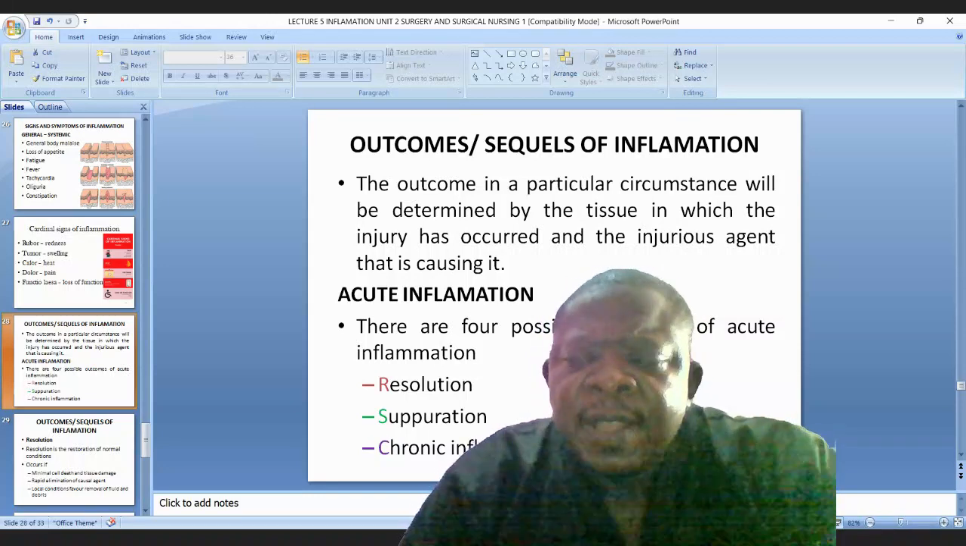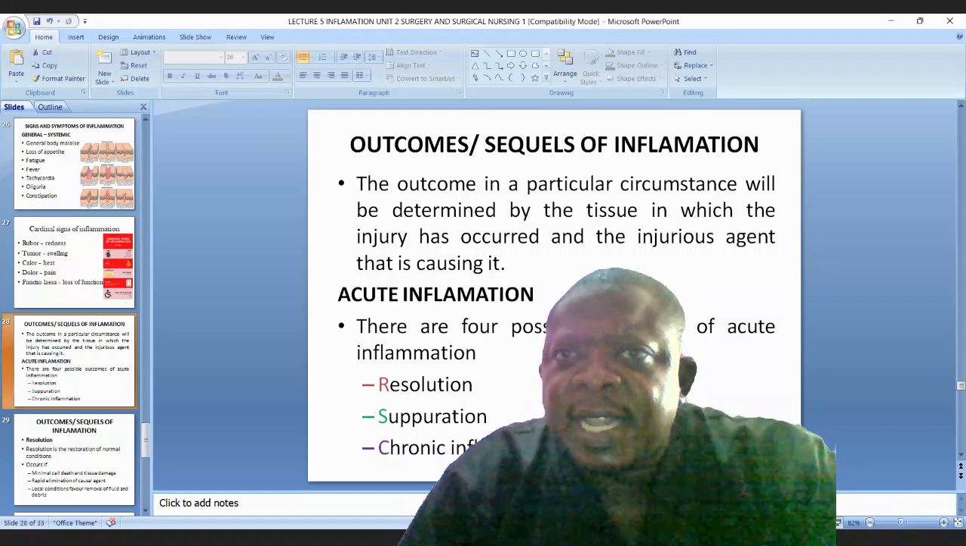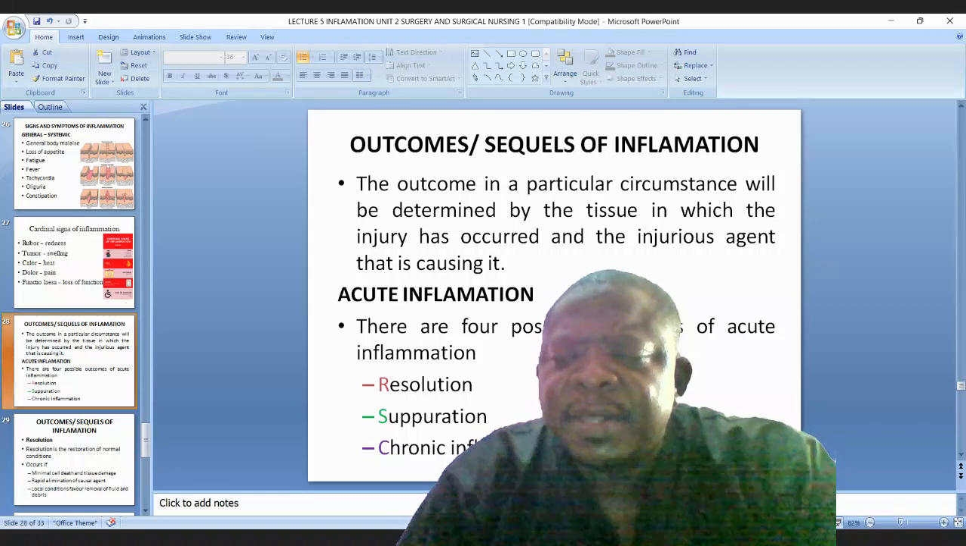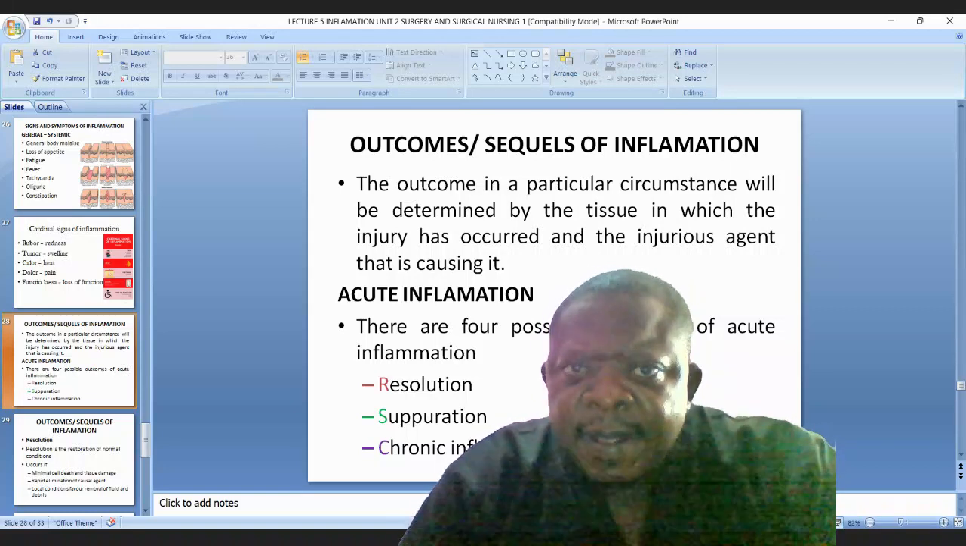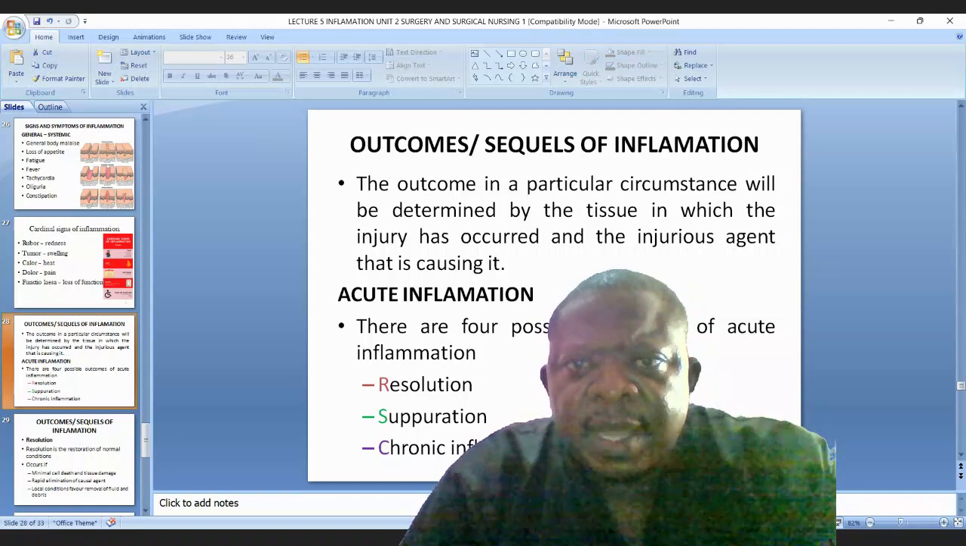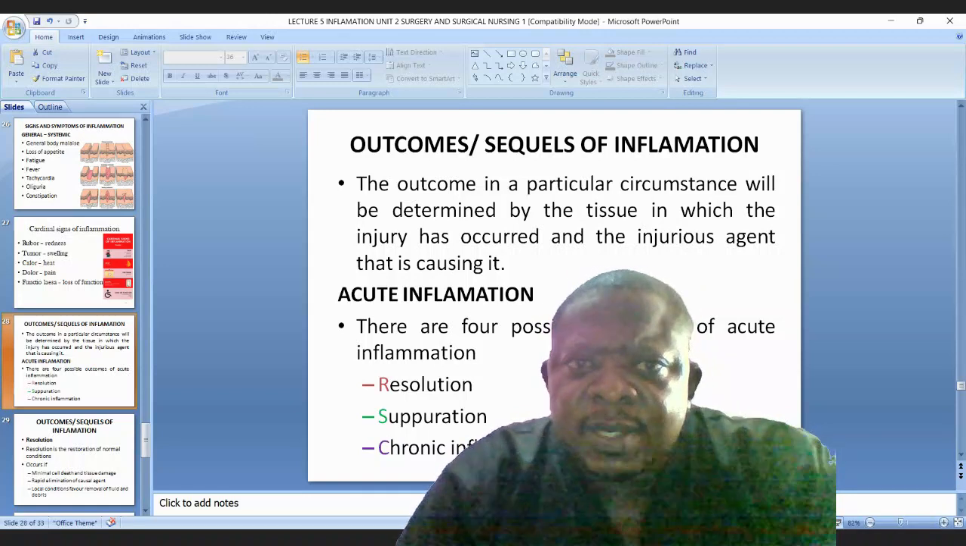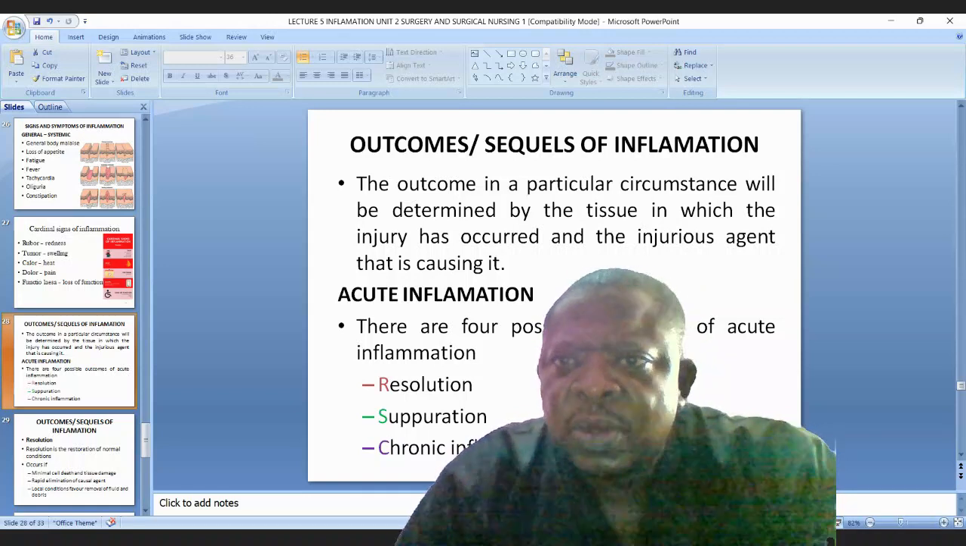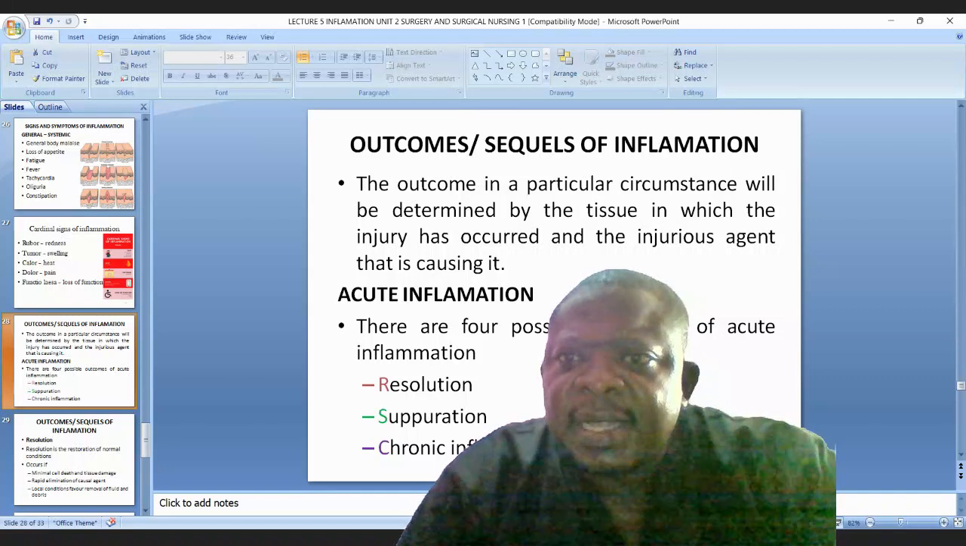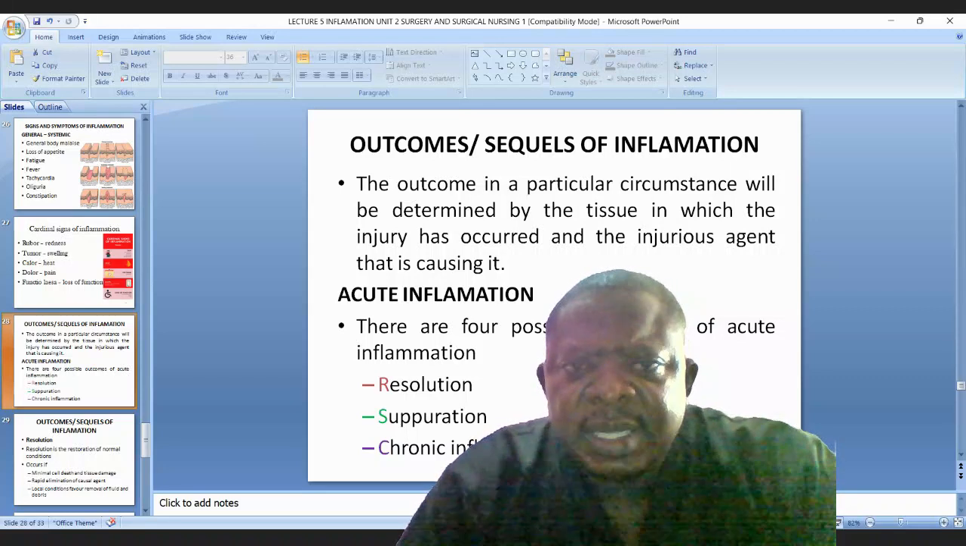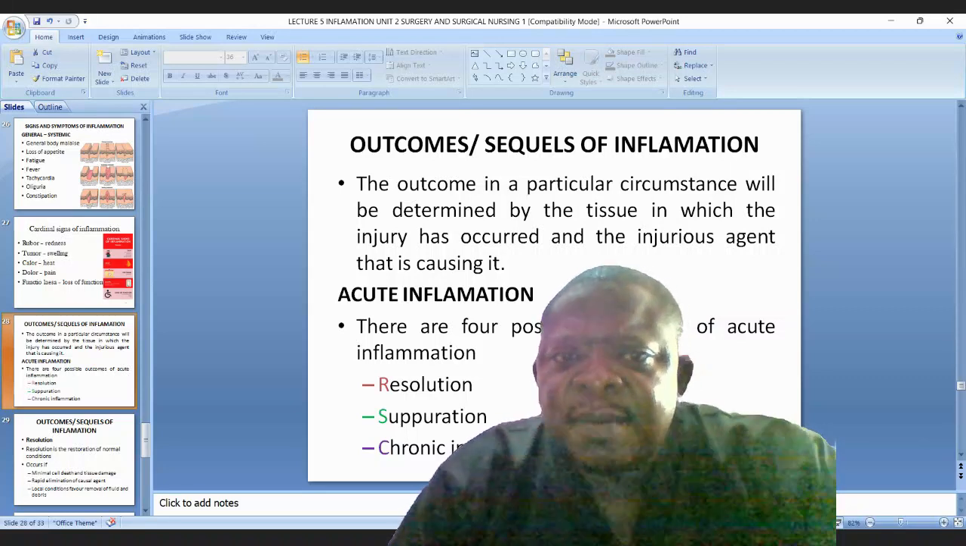So pus is formed by inflammatory exudates, polymorphs, and cell fragments. If pus accumulates, an abscess may form. Okay, then we have looked at acute inflammation and the sequels or the outcomes that can occur. Then we can also appreciate the outcomes or sequels of chronic inflammation.